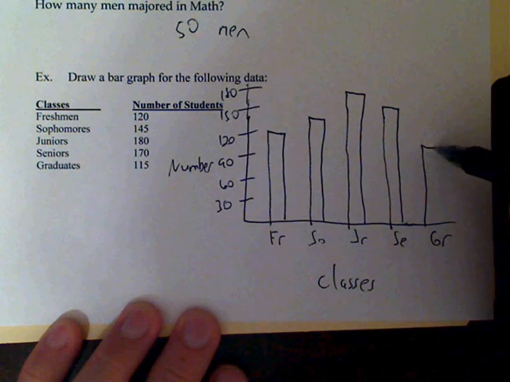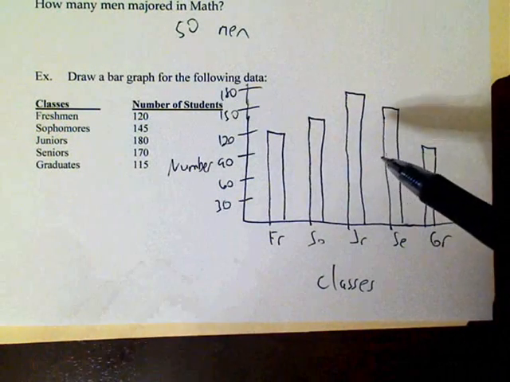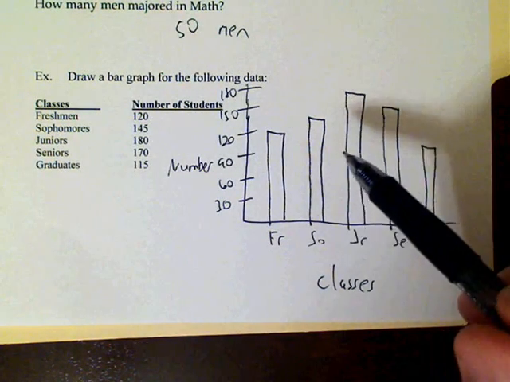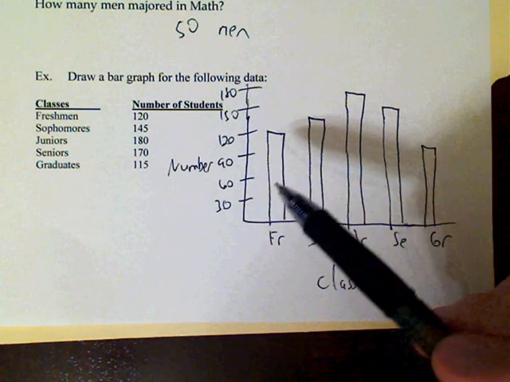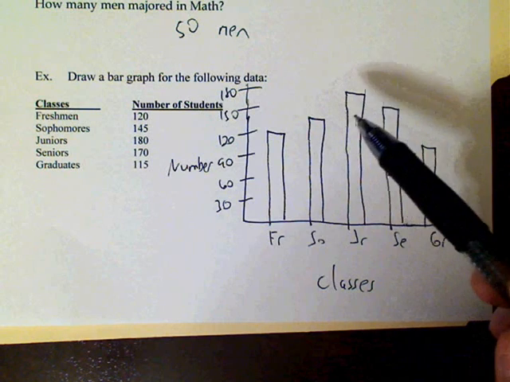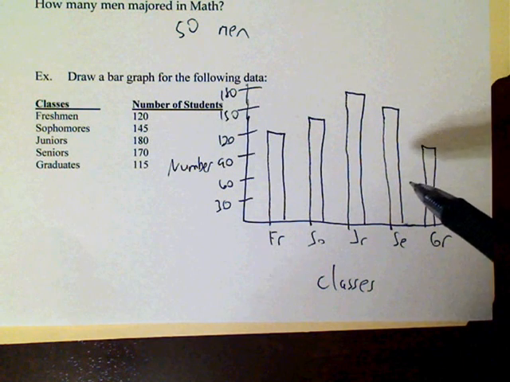About there. You may be wondering, what's the purpose of this? Well, you can see trends. You can answer all kinds of specific questions. More juniors than anything else. You see that there's a rise from freshmen to sophomores to juniors, and a decline from juniors to seniors to graduates. You could be asked questions, why would there be fewer or decline?